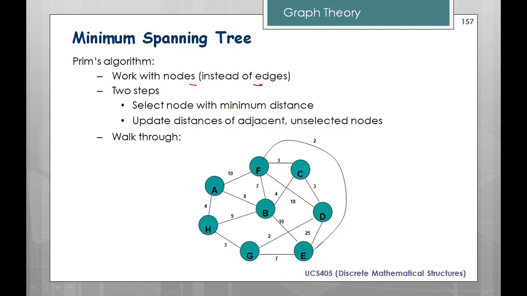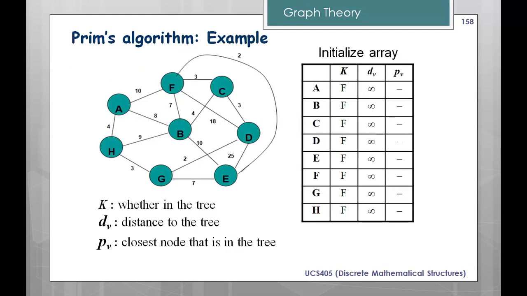Select the node with minimum distance, right? For example, this is the graph. So in this case, we will select the node whose distance is minimum, right? Now update distances of adjacent unselected nodes. Walk through. So we are proceeding further.